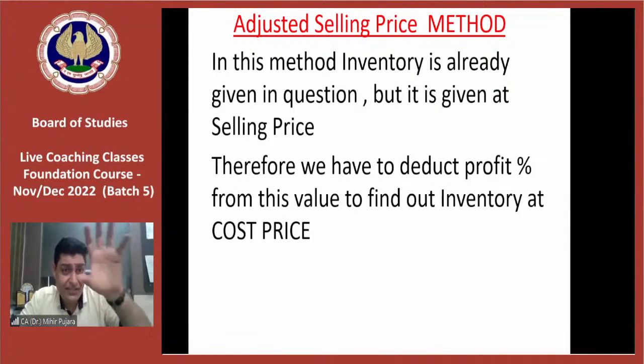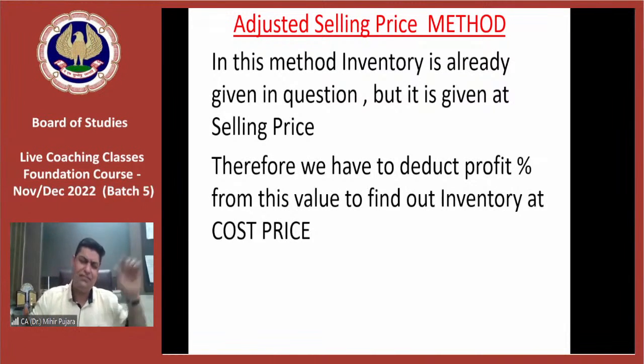So from this slide only you can understand, sir, we need to find out GP percentage because we have to minus this GP percentage from the closing stock, because closing stock is given at selling price. We need it at the cost price. So from the given closing stock, which is given at sales value, we have to minus GP, and therefore we need to find out GP percentage.